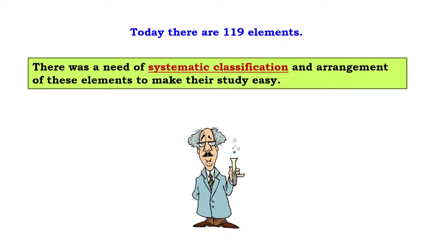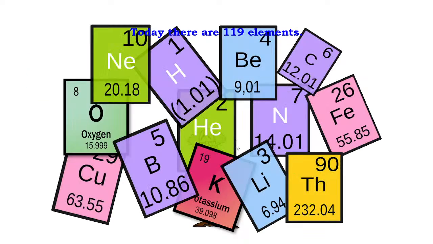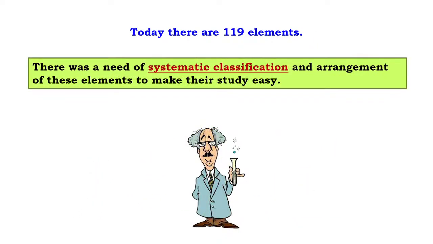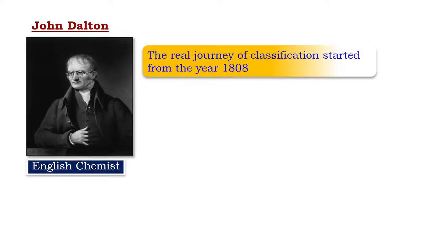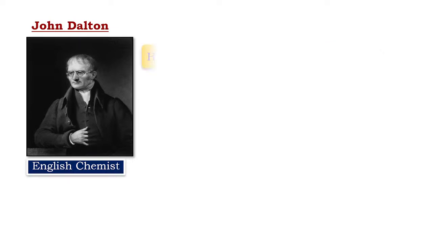There was a need for systematic classification because all the elements are arranged like this, and I have to arrange them in a proper manner. So many scientists tried to do this, for example John Dalton, J.J. Thomson. We have many scientists who tried to do their best. So here we have a person.